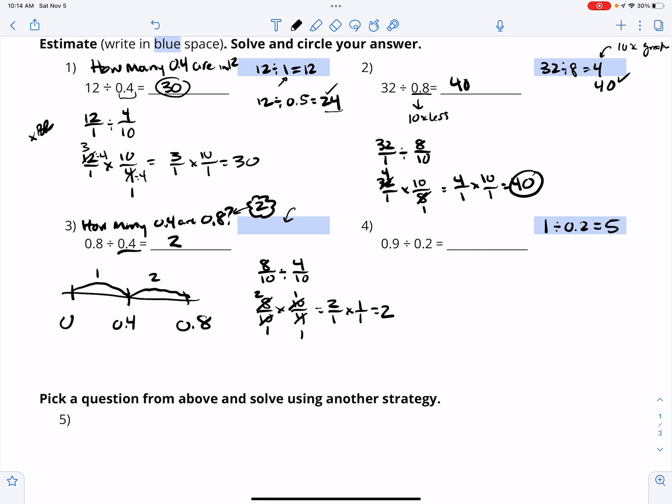Because if I skip count by 2/10, I know 2/10, 4/10, 6/10, 8/10, 10/10, or one whole would be 5 of them. So I know my answer is going to be somewhere near 5, and I'm going to use the fraction strategy for this one. And then we'll probably check with the number line just to see. So 9/10 divided by 2/10.